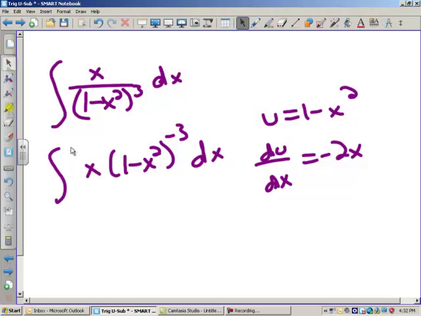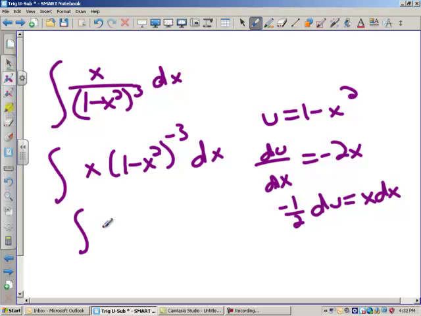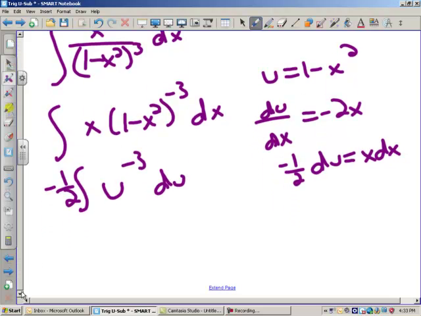Now what we have left to substitute for is x dx. So I'm going to solve this for x dx. So negative 1/2 du is equal to x dx. So this turns into the integral of u to the negative 3 times negative 1/2 du. And so now we add 1 to the exponent and divide by that. So it's u to the negative 2 divided by negative 2. We still have this negative 1/2 out here.